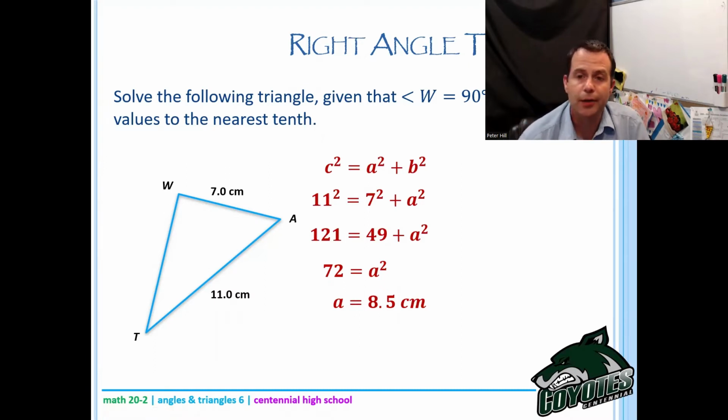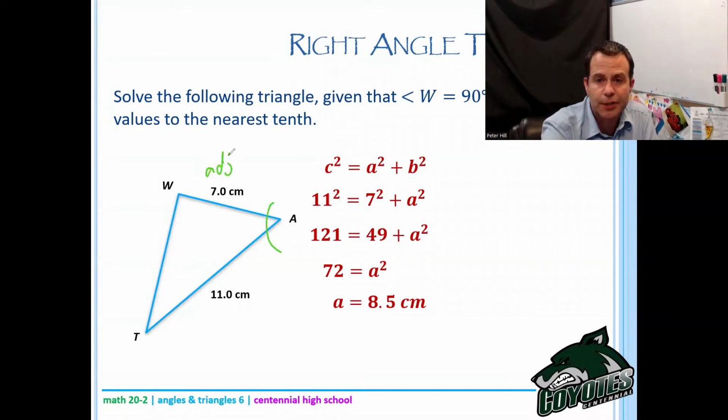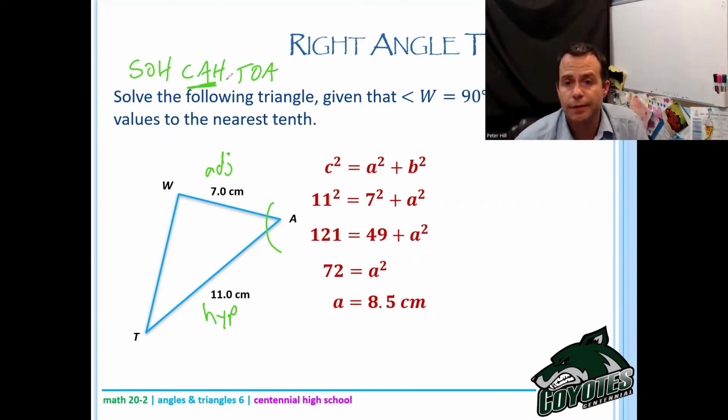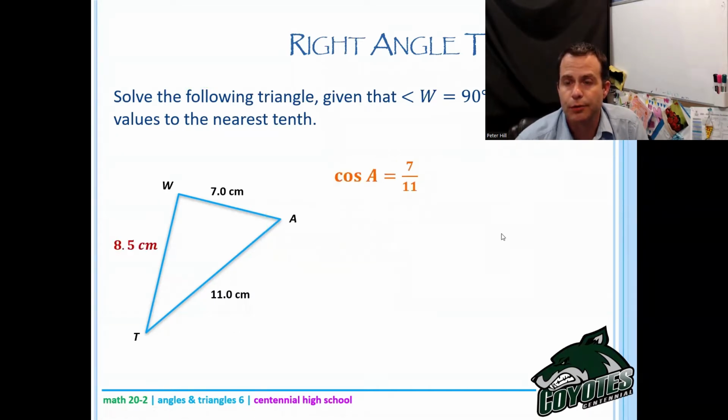Now I'm going to go for angle A. If I go for angle A, that means this is the angle I'm looking at right now. So this would be my adjacent, and this would be my hypotenuse. So I have the adjacent and the hypotenuse. I'm looking for the angle that goes with the adjacent and hypotenuse. If I think through my SOHCAHTOA, who uses adjacent and hypotenuse at the same time? Well, that's cosine. So I'm going to say cosine of A is 7 over 11. Okay, cosine of A is 7 over 11.